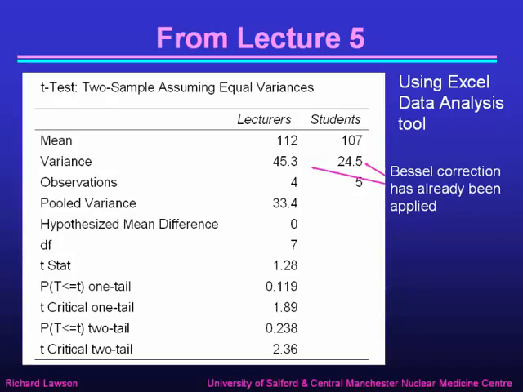Back in lecture 5, we used this data for doing a t-test, and we used the Excel data analysis tool, which gave this output. Notice it gives the variance for the lecturers of 45.3 and the variance for the students of 24.5. Those numbers are already our estimates of the population variance, not the sample variance. So the Excel data analysis tool has automatically applied the Bessel correction already to these numbers.